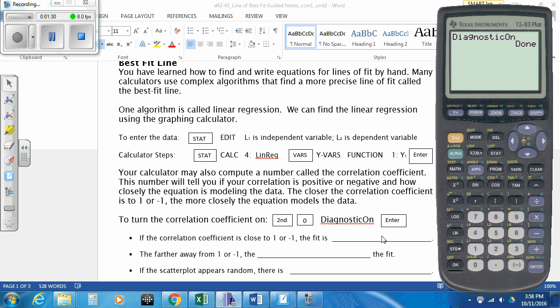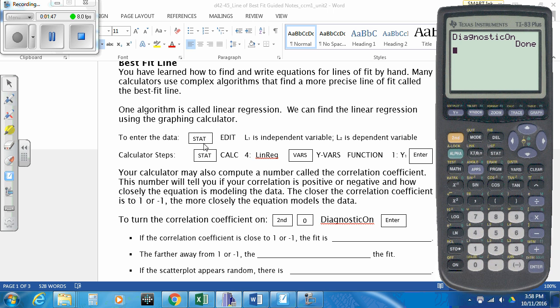Now, if you don't have any idea what these words mean, that is okay. The main idea is when you get a data set, you're going to plug it in your calculator, and it's going to give you a line of best fit. So these are the steps to that. We want to enter some data in, okay?